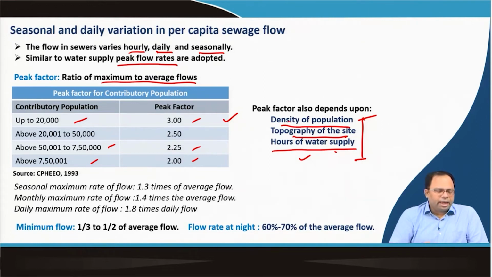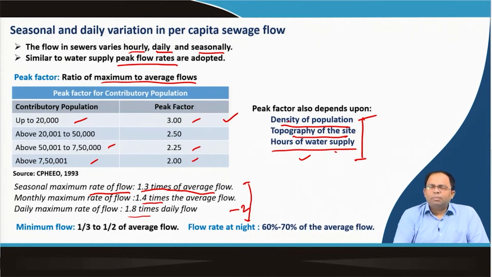So, we can see that the seasonal maximum flow rate comes to around 1.3 times the average flow. Monthly maximum flow rate is around 1.4 times the average flow, and daily maximum flow rate is around 1.8 times the daily flow. So, this could also be considered. So, normal average flow rate and the daily maximum flow rate is around 1.8 times of that. Sometimes 2 times is also taken, and monthly is 1.4 of that.